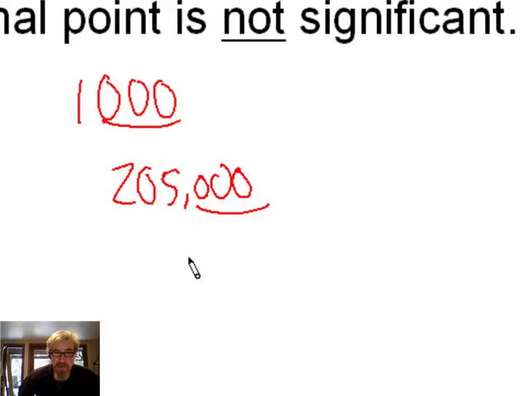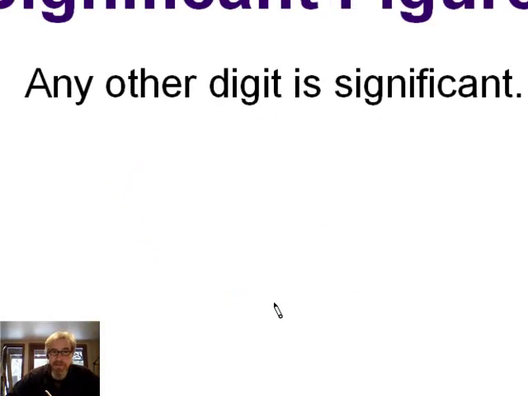Those last zeros, those trailing zeros, because they're to the left of an implied decimal point, one that's not really written there, that means they're not significant. The third rule is easy. Any other digit is significant. So that means all non-zero digits are always significant. Some zeros are significant, but anything that's not significant has to be a 0.